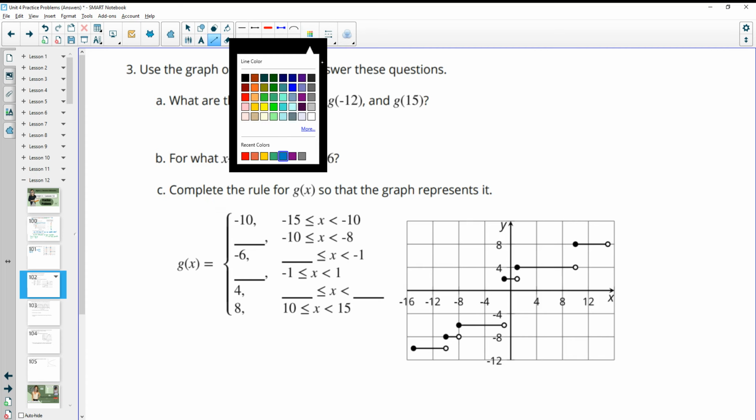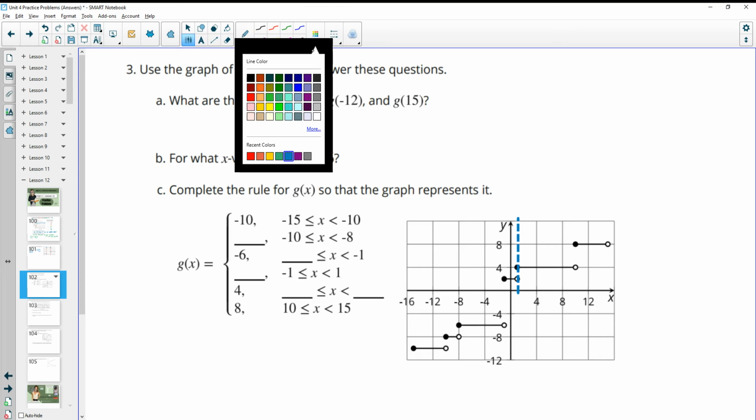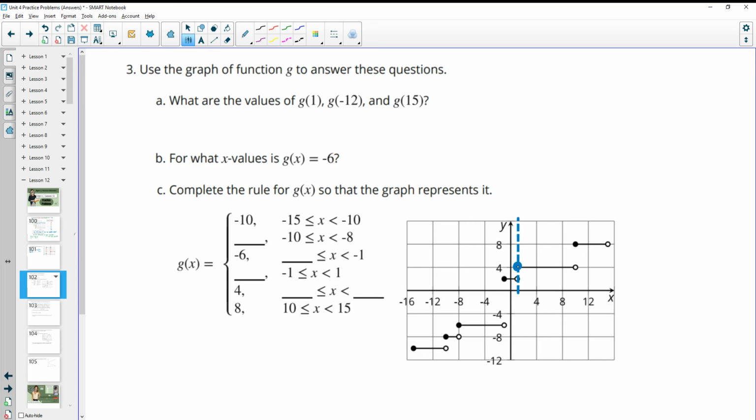So you want to go down to where 1 would be, okay? So where x equals 1 would be, and you want to look at where that graph output is. And now we see that we have an open circle and a closed circle. So remember, you need to isolate in on the closed circle, and that value is 4. So g of 1 is 4.